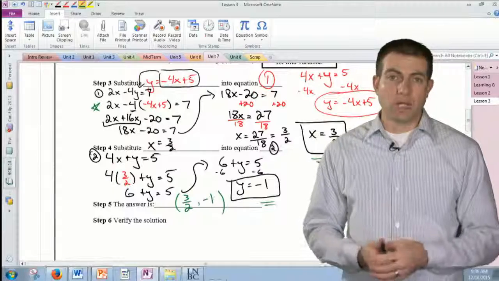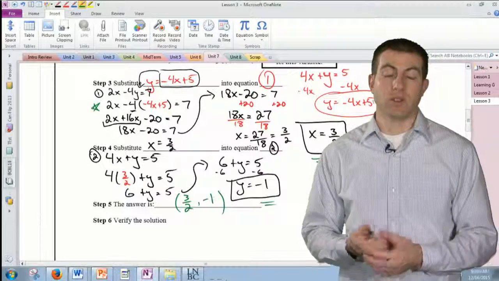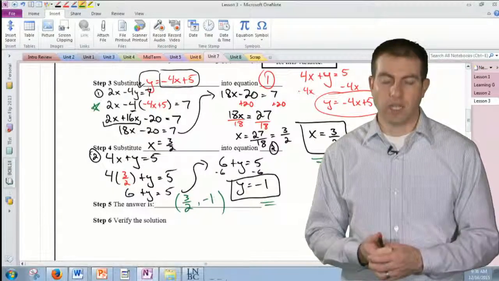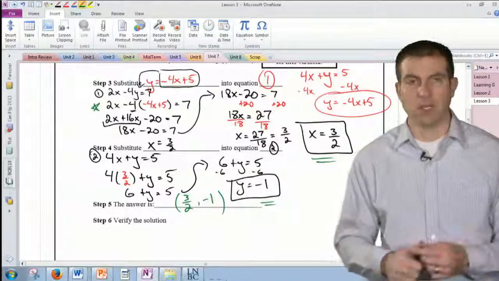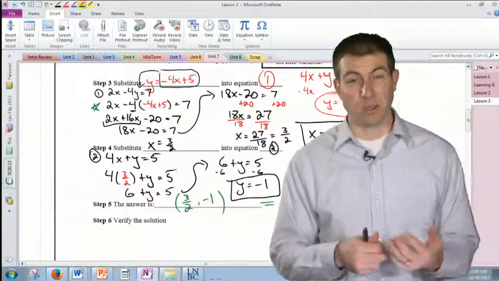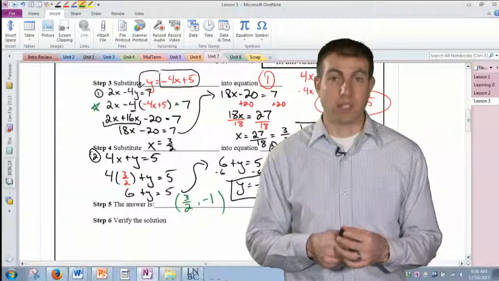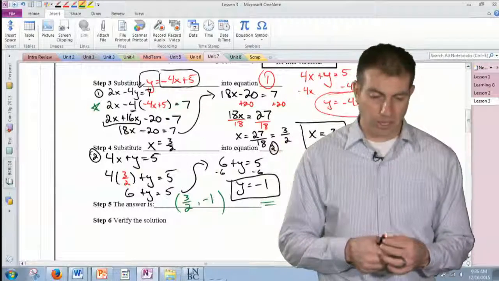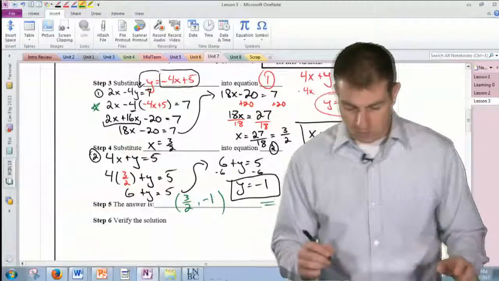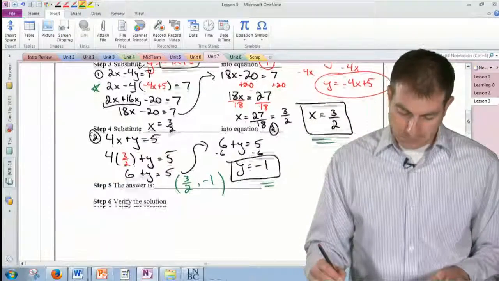Now that we have a solution, we can always check to make sure our solution was the correct solution, because especially with all the algebra, if we made any mistakes along the way, we could end up with something that wasn't necessarily right. So we always want to check. I'll verify this one because it's the first one we're doing.